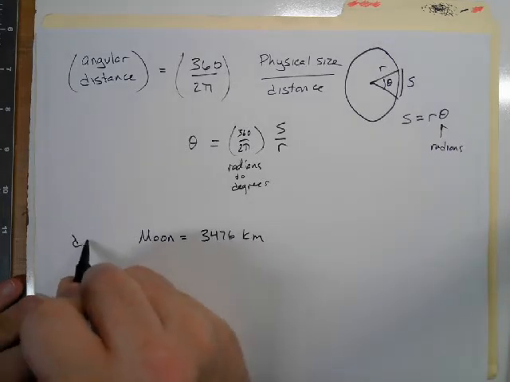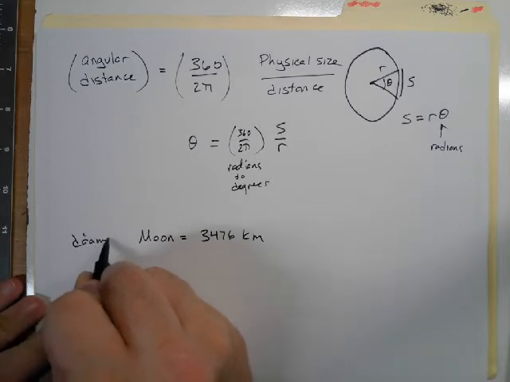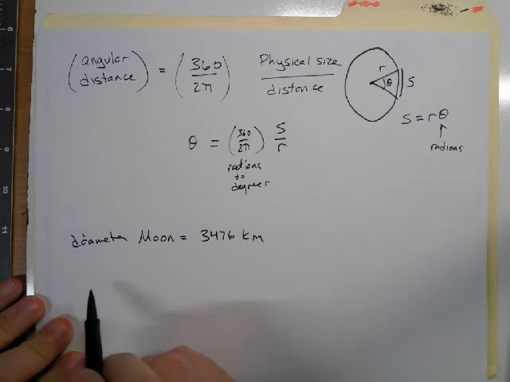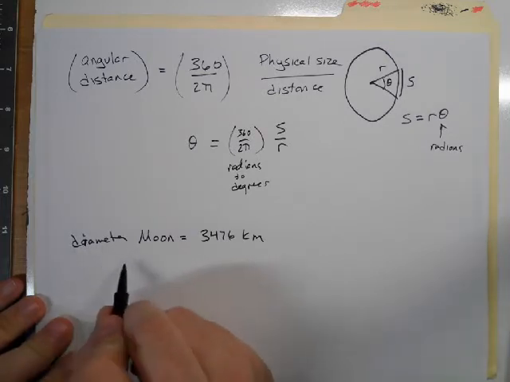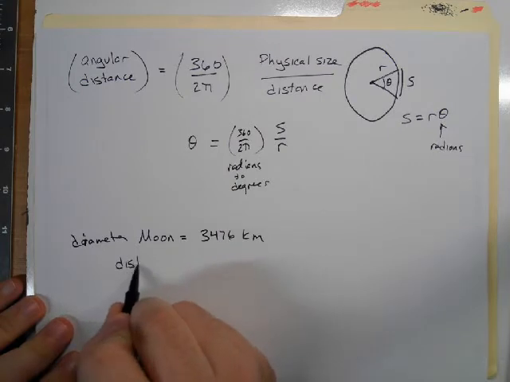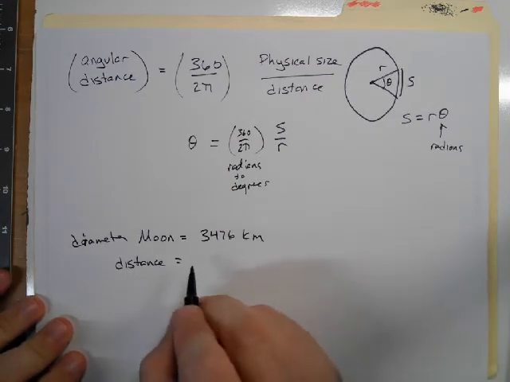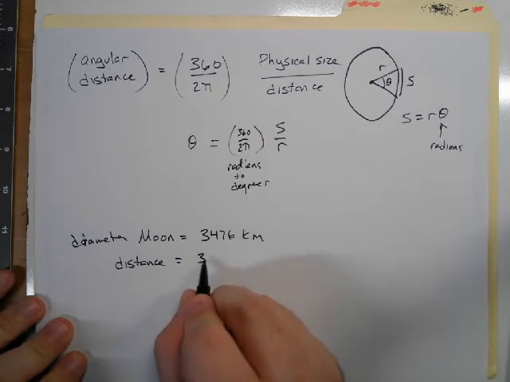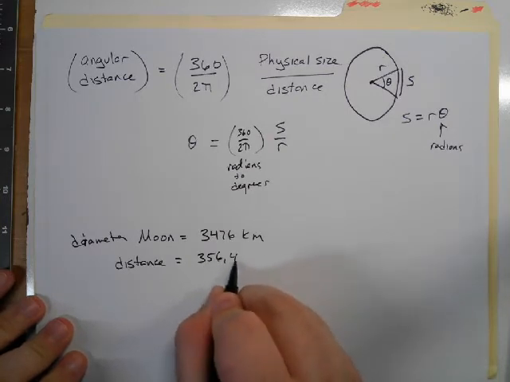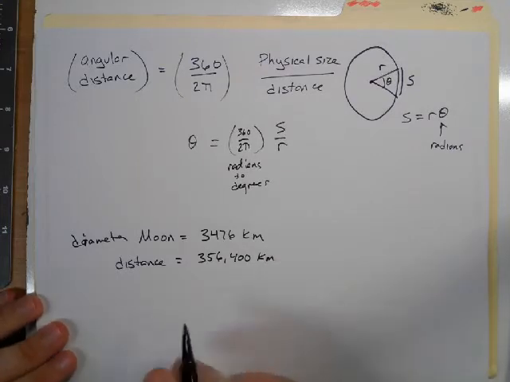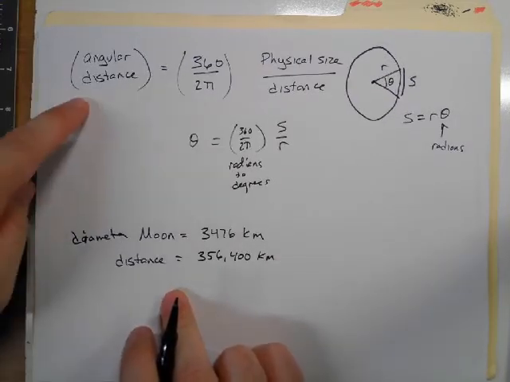And this is the diameter. So this is the physical size, the diameter of the moon. I'm sorry, that looks horrible when I wrote it out. And the distance, when I look this up, is 356,400 kilometers. Right? And so what we're going to do is plug this in to get the angular size.